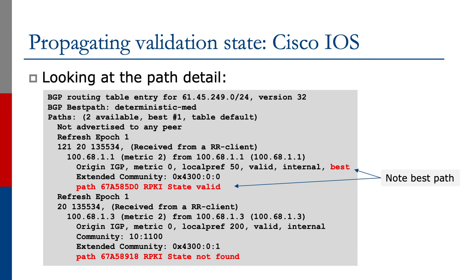So carrying on with this example, looking at the path detail, we see the two routing entries. We see one path, RPKI state valid, best path, even though local pref is 50. And we see the other path, state not found, not chosen, even though the local preference is 200.